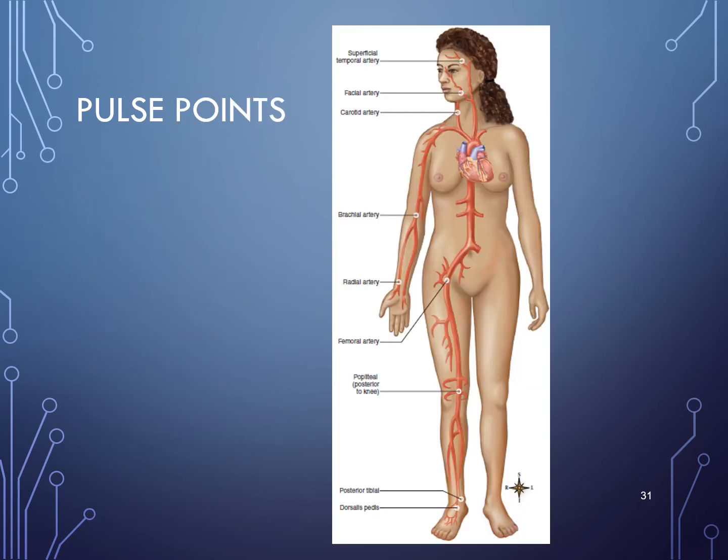Here are some of the most common pulse points. Up here at the very top, starting with the temporal artery, and then the facial artery, moving down to the carotid artery, brachial artery, which is how we get a pulse on a baby, more up near the axilla, radial artery down on the thumb side, femoral artery there, posterior or the popliteal artery, which is in the posterior knee, the posterior tibial artery, and the dorsalis pedis. So those are some pulse points.